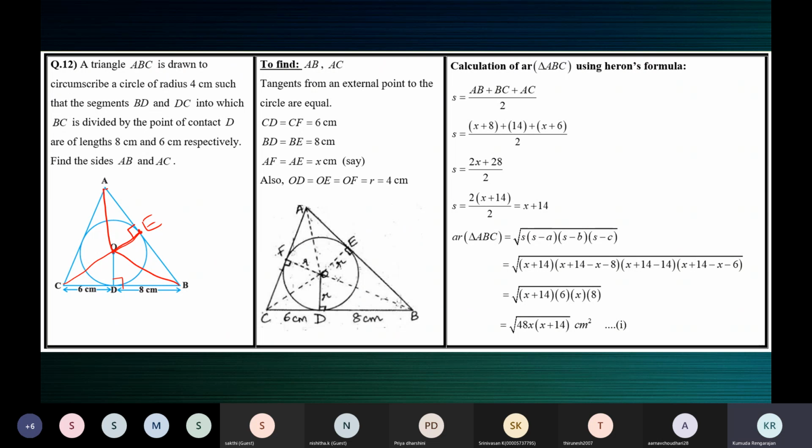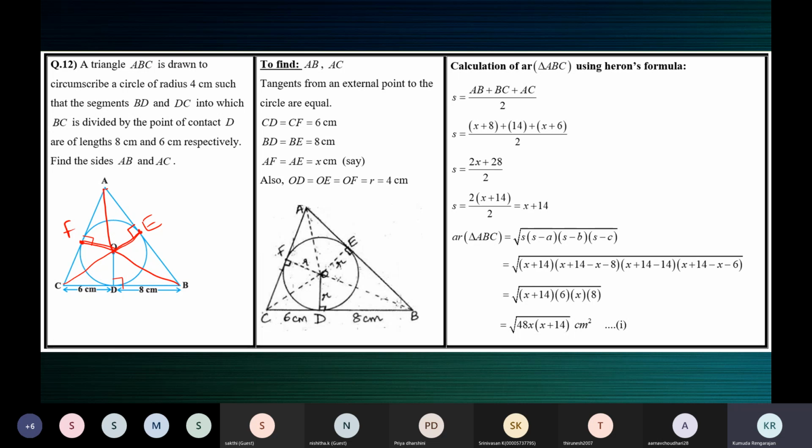So OD is the altitude to the side BC of triangle BOC. Let's mark the point of contact F. Join FO or OF. This is 90 degrees because the radius through the point of contact and the tangent are perpendicular to each other. So like this, for the three triangles, we got the altitudes. Now find the areas of the three triangles using the formula half base into height.